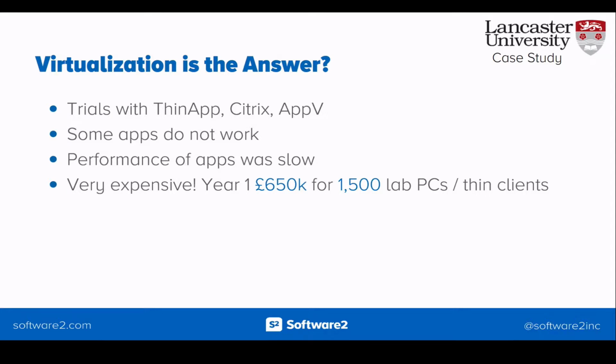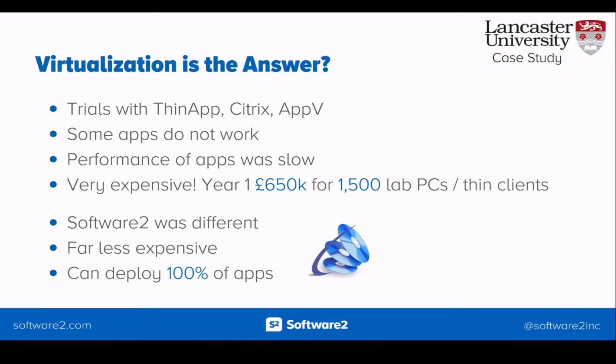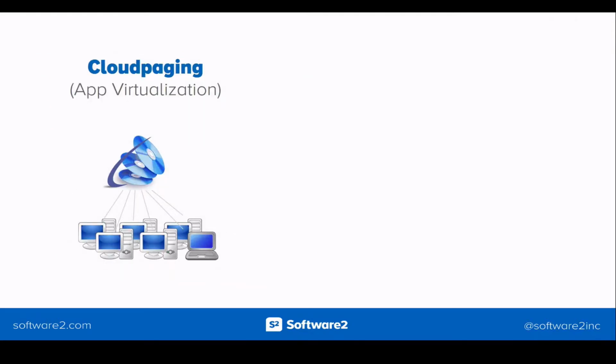But around that time, we came across Software 2. And Software 2 was different for a couple of key reasons. Firstly, it was a far less expensive solution, but also Software 2 could deploy 100% of our apps. And the key to that is in the cloud paging app virtualization technology that they use.